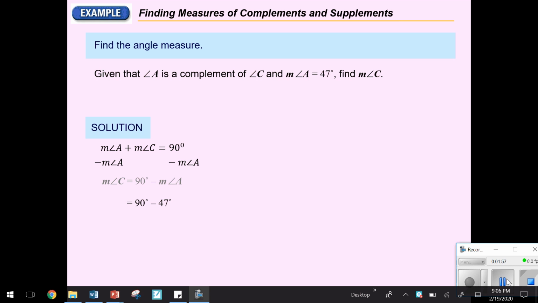And what should we be getting for the measure of angle C? 90 minus 47 is 43.